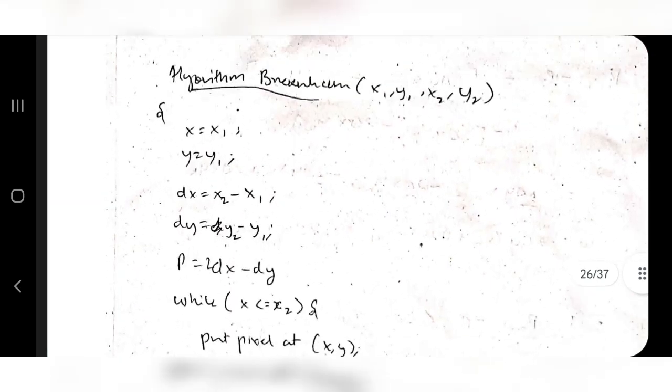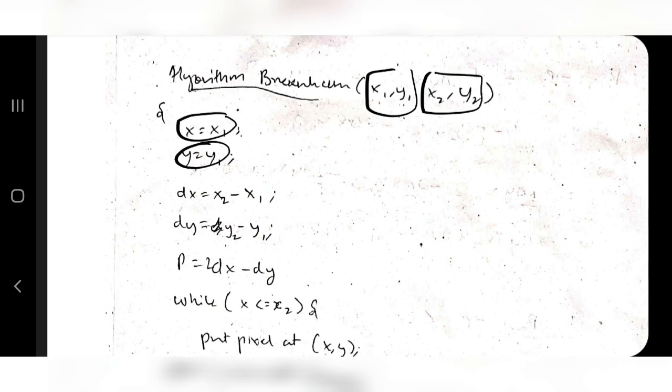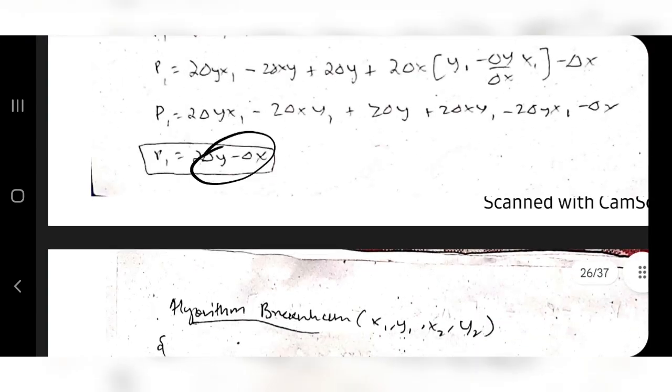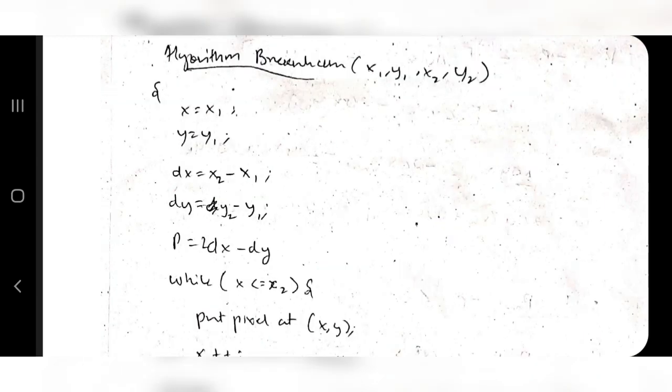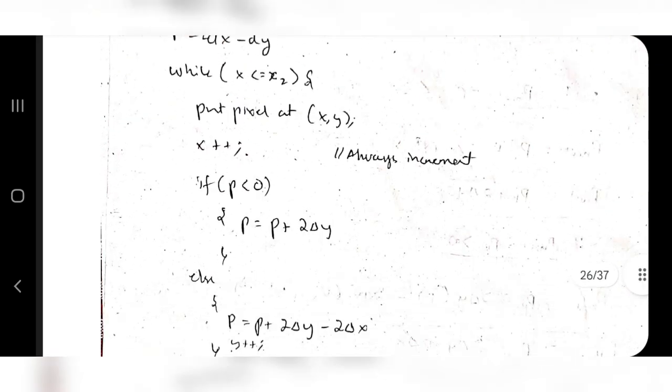Before that, we need to know the algorithm. If they ask in the exam, you have to write this algorithm. We are considering two points, x1, y1 and x2, y2, with x equal to x1 and y equal to y1. First, we calculate the dx value and dy value, how much x is changing and how much y is changing. Then the first p value is 2dx minus dy, as given here, 2 del y minus del x. Don't worry about the terms, whether it's 2dx minus dy or 2dy minus dx; it depends on the slope, which we'll discuss more in the numerical.